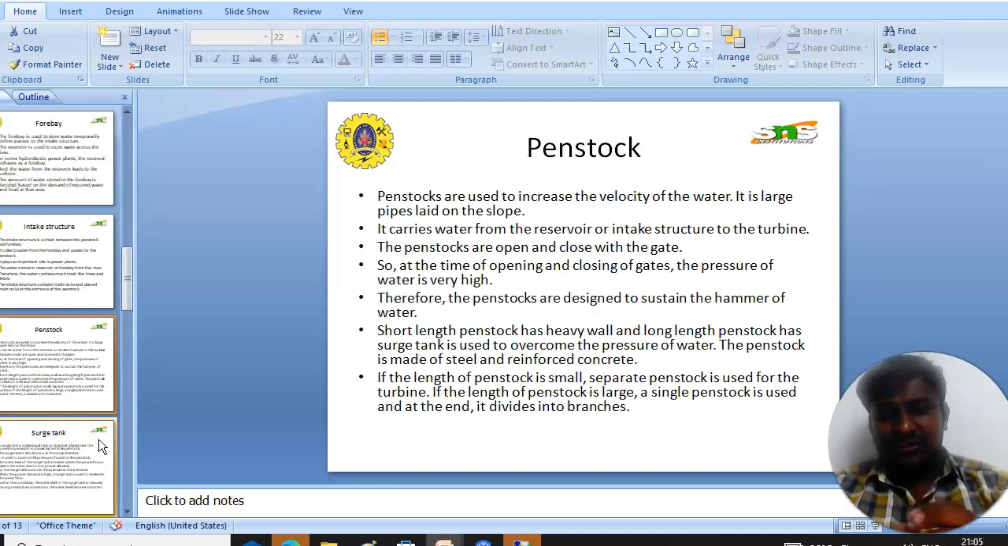The penstock is used to increase the velocity of the water. It is a large pipe laid on the slope. It carries the water from the reservoir or intake structure to the turbine. The penstock is opened and closed with a gate. At the time of opening and closing of the gates, the pressure of water is very high. Therefore, the penstock is designed to sustain the water hammer. A short length penstock has a heavy wall, and a long length penstock has a surge tank used to overcome the pressure of water.